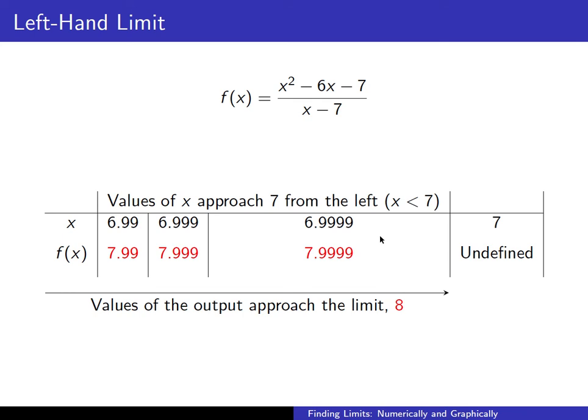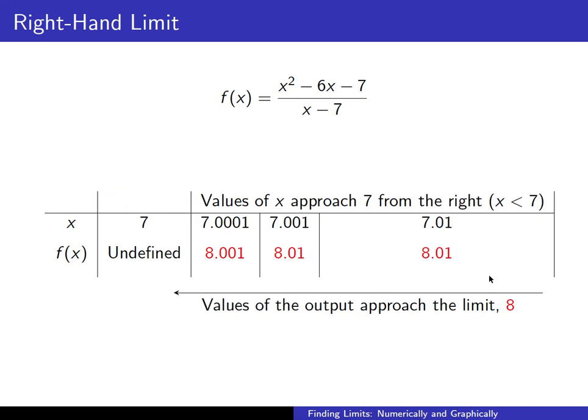So going back to the very first example, as the values of x approach 7 from the left, so 6.99, 6.999, etc., our output values are approaching the limit of 8. So the left-hand limit for this function is 8. Likewise, for the right-hand limit, as we get closer to 7 coming in from the right-hand side, our outputs are getting closer and closer to 8 as well.